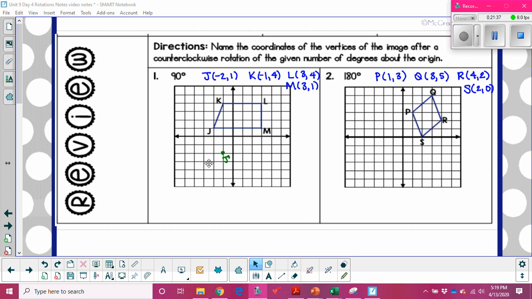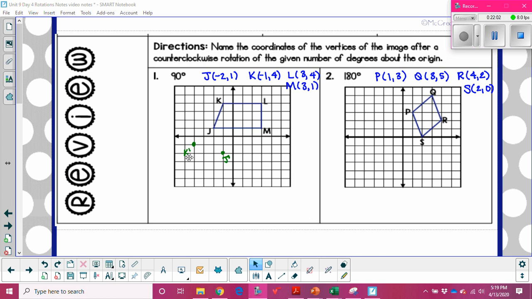All right, so looking at K, it is also in quadrant 2, so it is going to move down to quadrant 3. It was at -1, 4, so now we'll be at 4, 1, but because it's in the third quadrant, everything's negative, so it'll be -4, -1. Okay, so there's K prime.